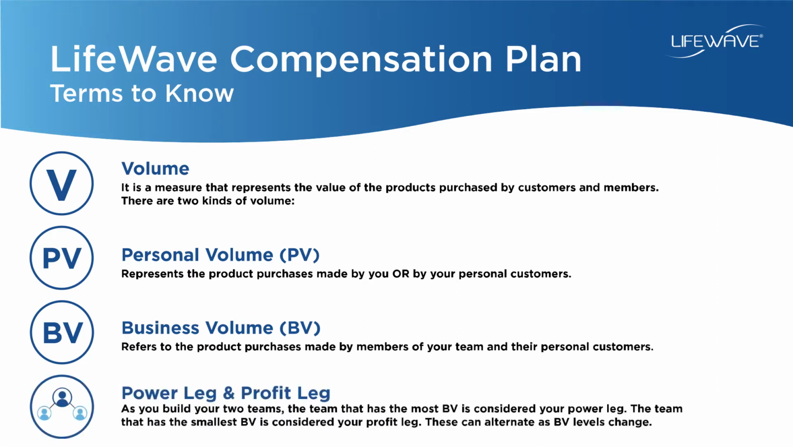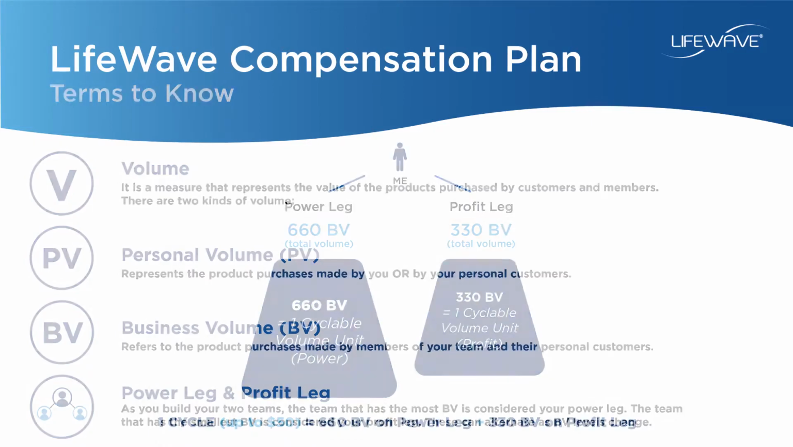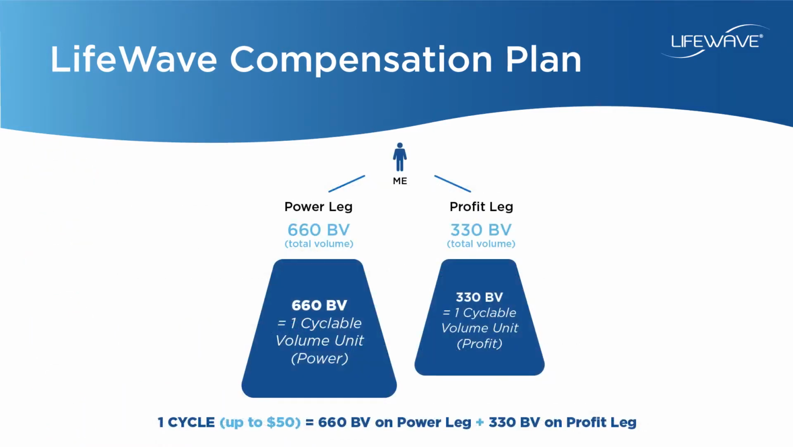You also need to know the terms power leg and profit leg. What those refer to is the 2 different teams within your organization that you'll be building with. The power leg is simply the team that has the most volume. The profit leg is the team with the least amount of volume. And the interesting thing is, as you're building your team, those can switch. So if one team starts out as your power leg, it may not always be your power leg. But each week, as you're determining how much cyclable volume you'll have, it's important to understand the power and the profit leg.